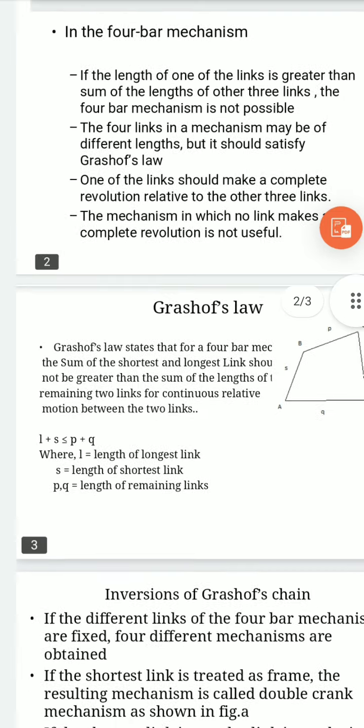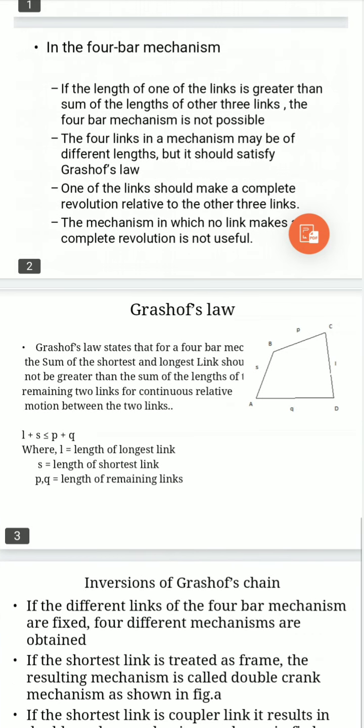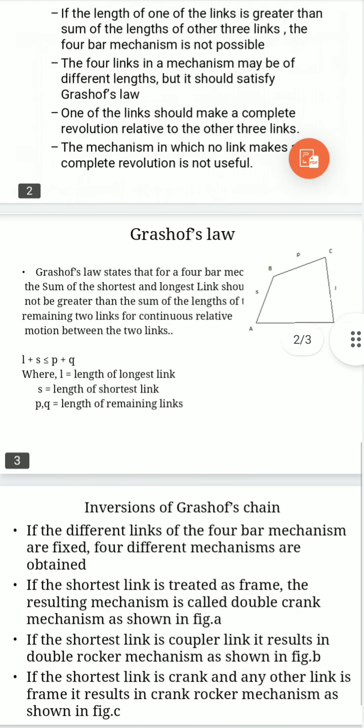Here, L is the longest link, S is the shortest link, and P and Q are the lengths of the remaining two links. This is Grashof's law. That means when you are designing a four-bar mechanism, this condition must be satisfied; only then is it possible to design a four-bar mechanism. Okay.